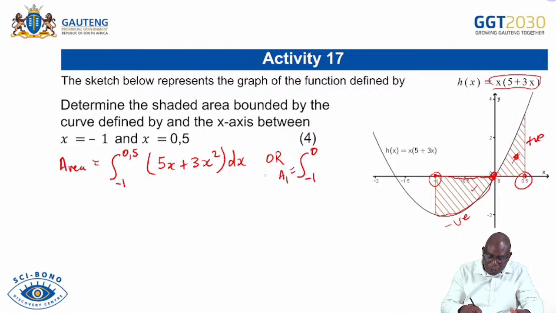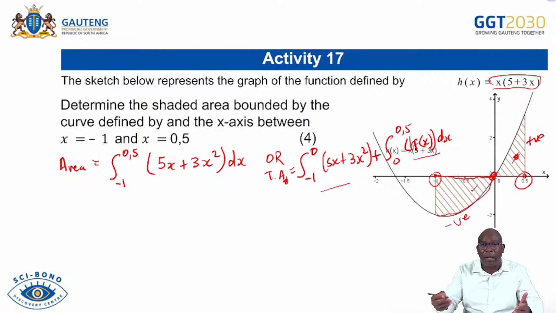And plus, or the total area, let me just say the total area. Then of this part here, 5x plus 3x squared, plus the integral of area 2, from 0,5 to 0, of the same thing there. I'm just going to write f of x, dx. So I can first do that one and then do that one, then from there add them together. Or I can do it from 0,5 to minus 1. So I still get the same answer.